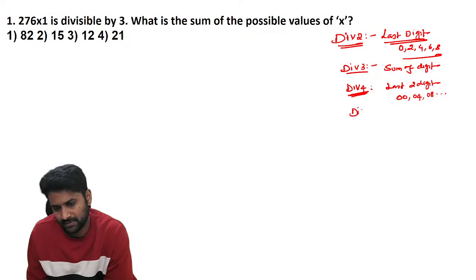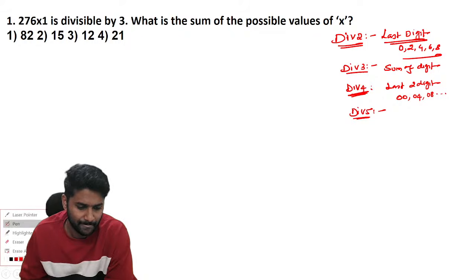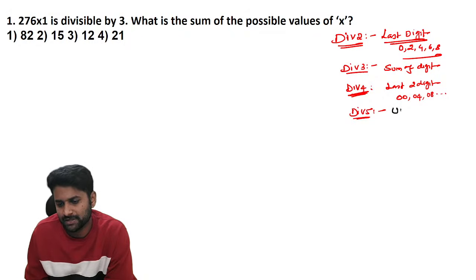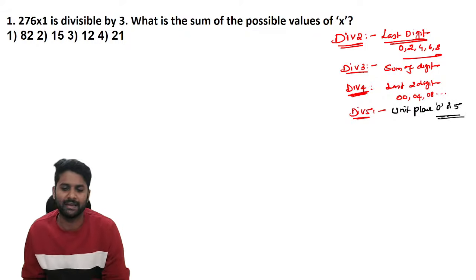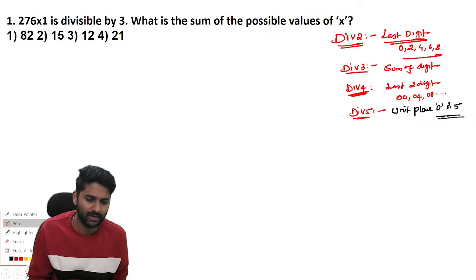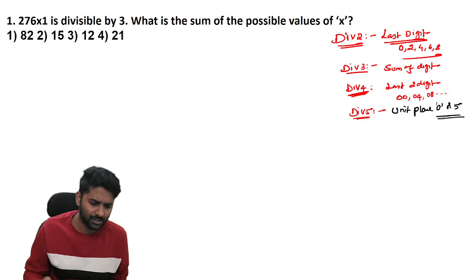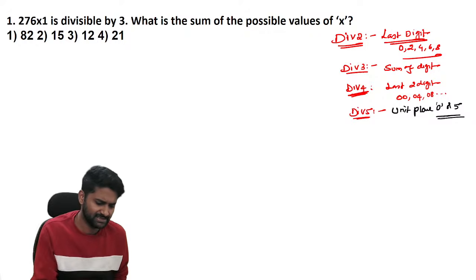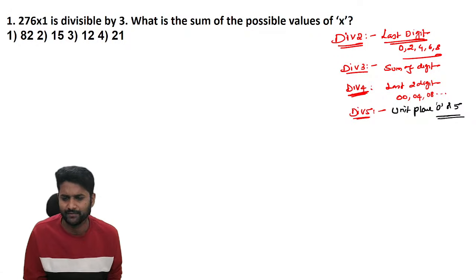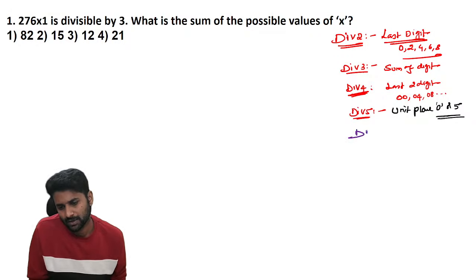Now what about divisible by 5? If the units place of any number is 0 or 5, then the entire number is divisible by 5. No need to check the remaining digits, guys. Now, what about divisible by 6? You can take any number.